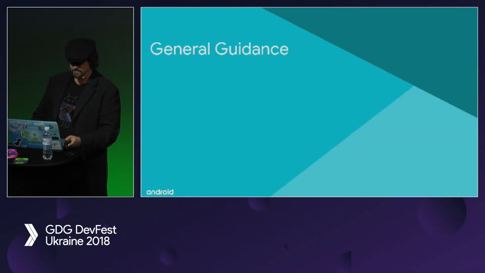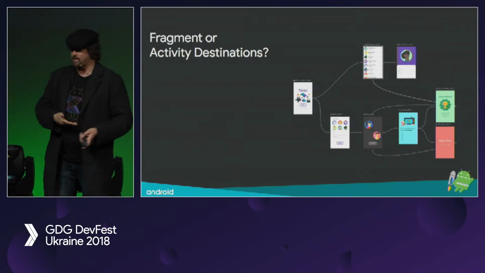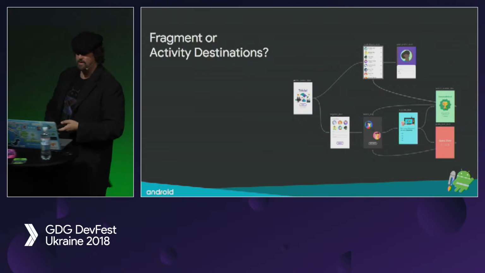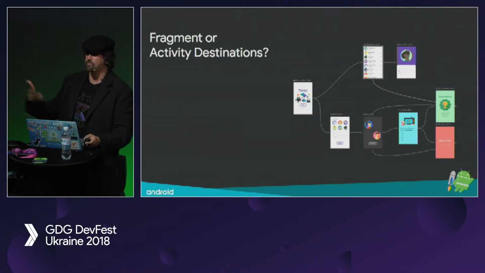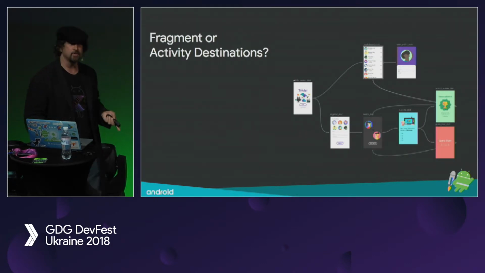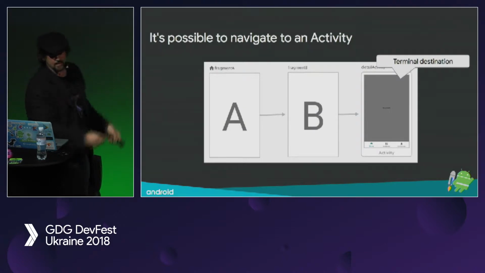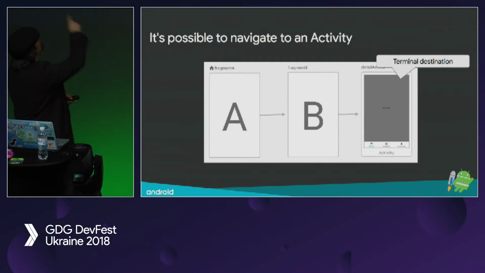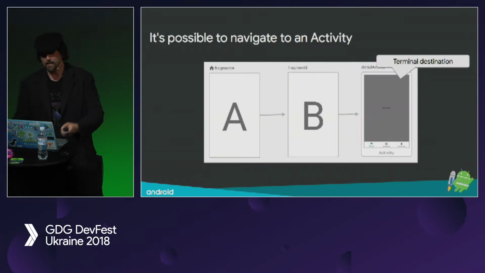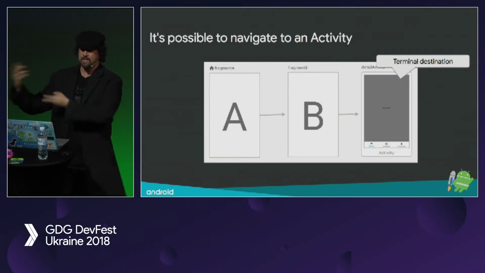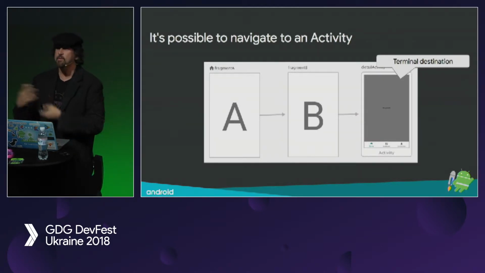All right. So the first topic I want to talk about is the difference between an activity or a fragment and a destination. Now, thus far, I've been showing graphs that have solely fragment destinations. But it is possible to actually use these for activities. And here's an example of an activity in a nav graph. And you can see here that you can connect stuff to it, but it is a terminal destination. Activities can contain nav host fragments, which in turn can have their own nav graphs. But it's a completely different navigation map.